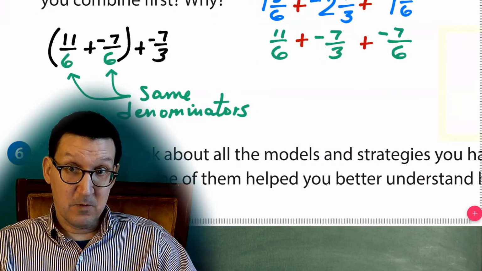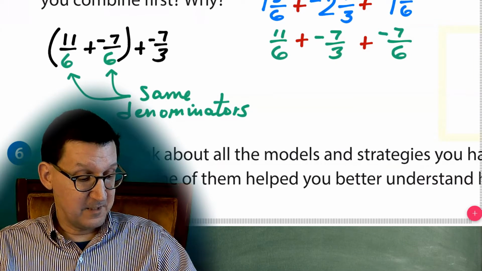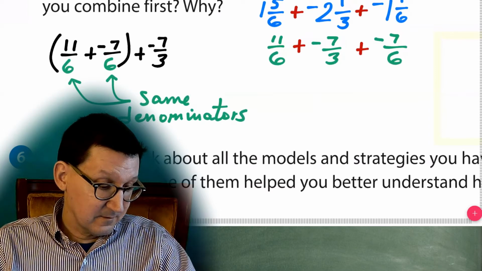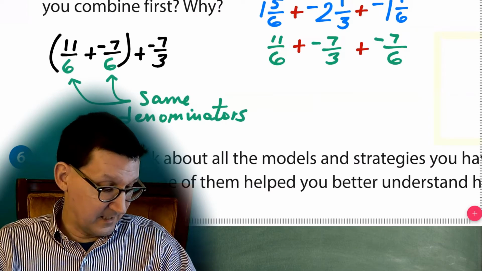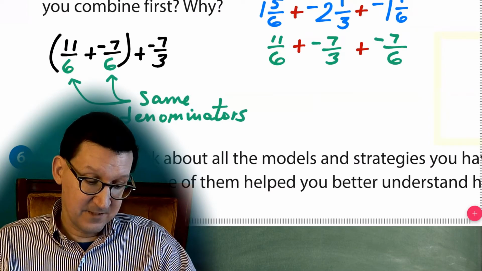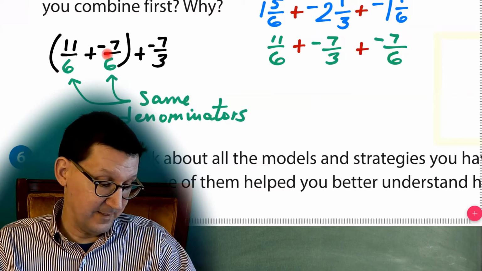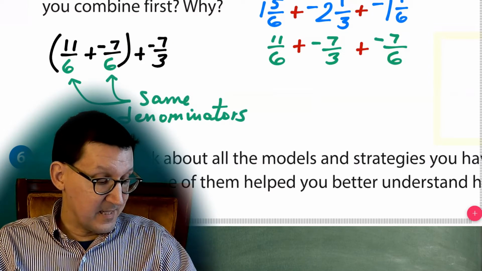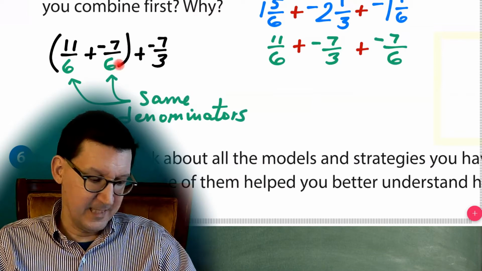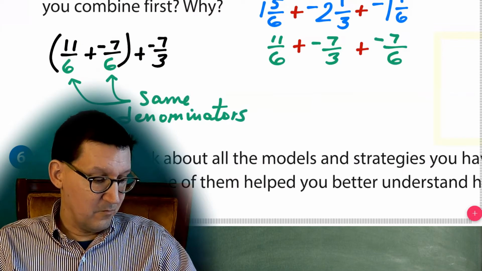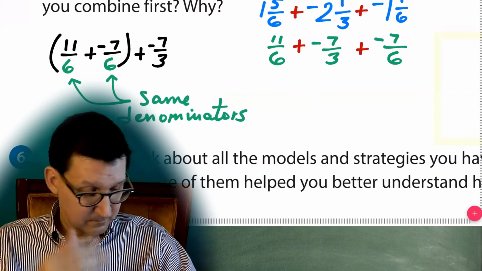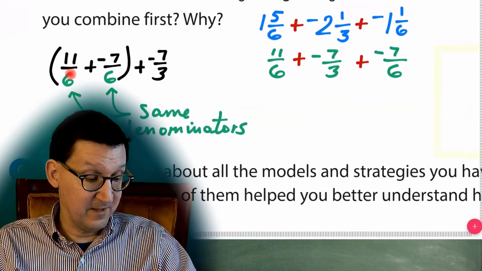So that's one option. Keep your denominators together. Now notice what I've done. I haven't changed anything, right? I have 11/6 here. I have negative 7/6. I took it from the end over to the middle. And I had negative 7/3 and put that over here at the end. And then I just put brackets around it so you can see that I'm doing this first. But ultimately what I'm doing isn't changing anything. You're still just adding these 3 things together.